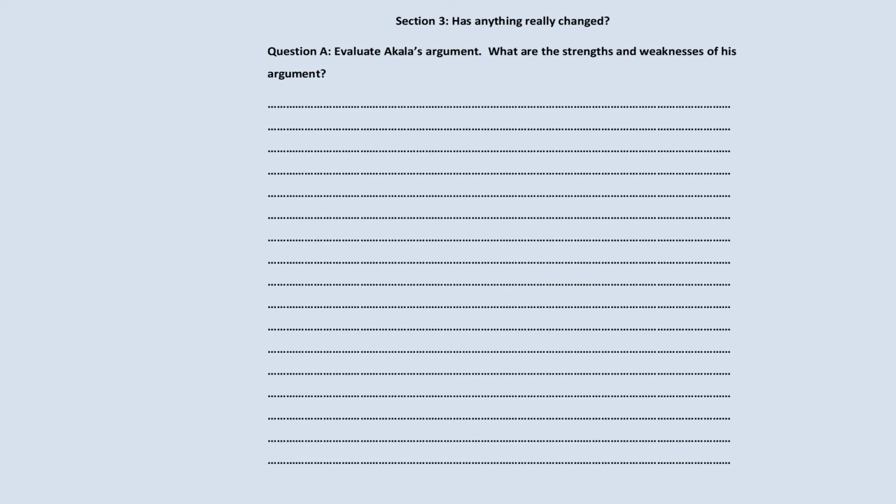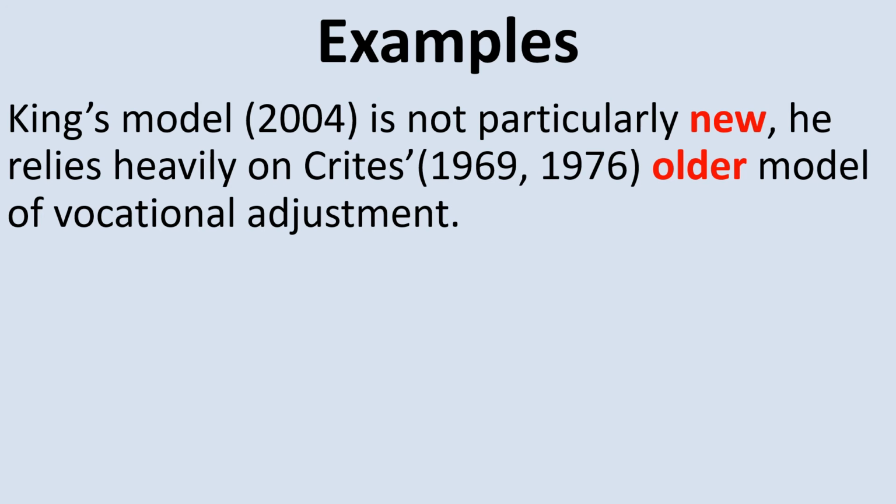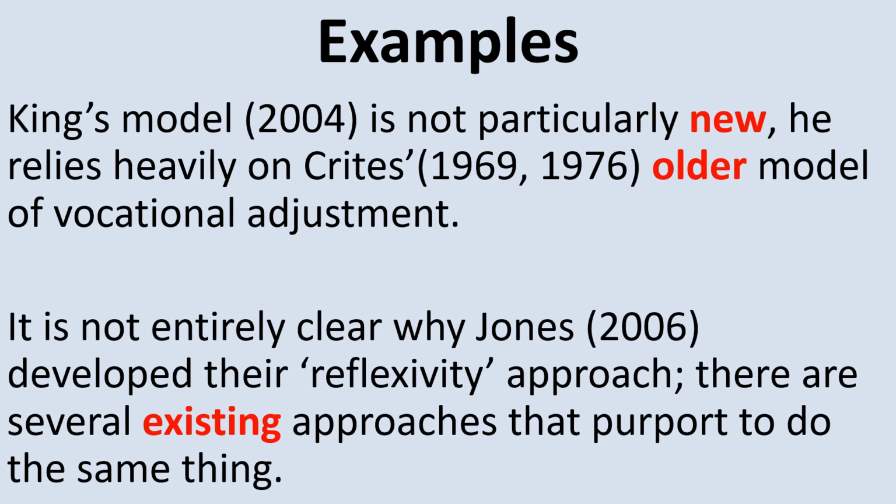Something is new about gang violence in 22. It just is. You have to concede that something is new about youth violence. Here are some examples. King's model is not particularly new. He merely adds nuance to Crichton's older model of vocational adjustment. It is not entirely clear why Jones 2006 developed their reflexivity approach. There are several existing approaches that purport to do the same thing.